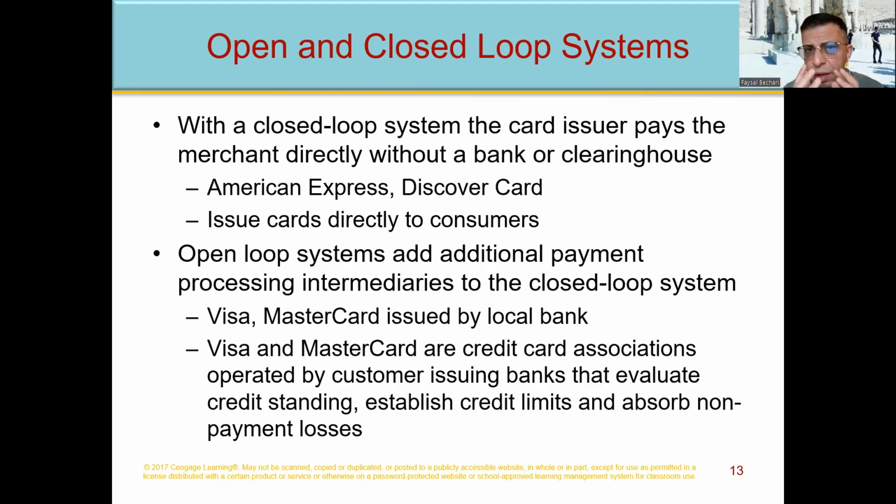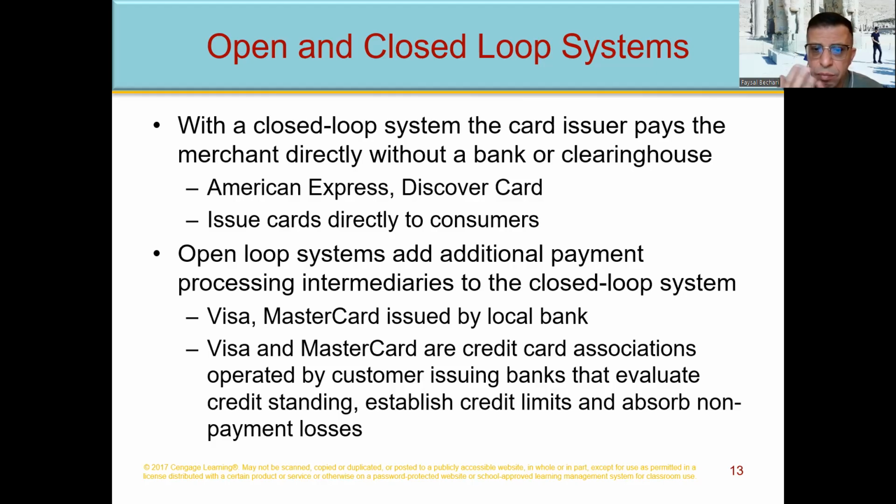But overall, we have an open and a closed loop system. With a closed loop system, the card issuer pays the merchant directly without a bank or a clearing house, like American Express and Discover card, and they charge the client. They issue the card directly to consumers. The open loop system adds additional payment processing intermediaries to the closed loop system.